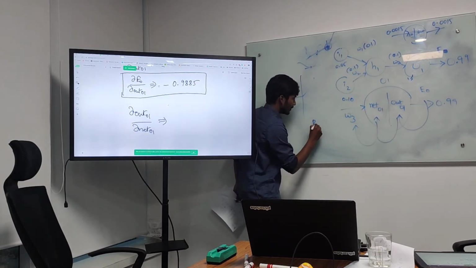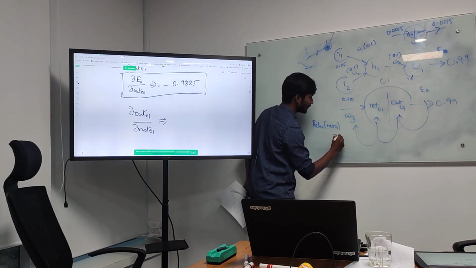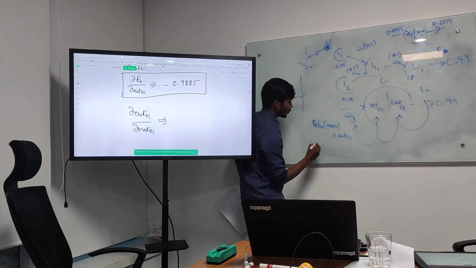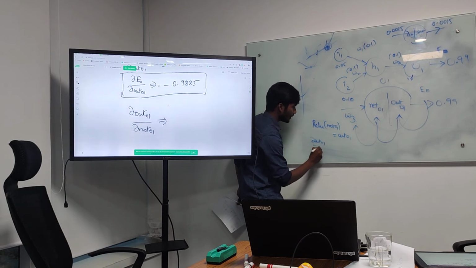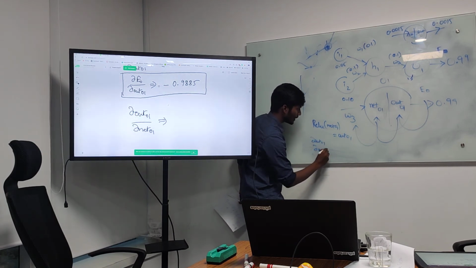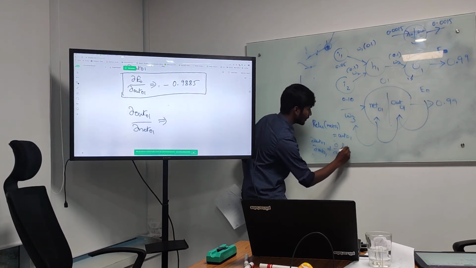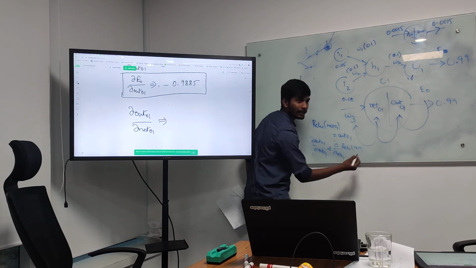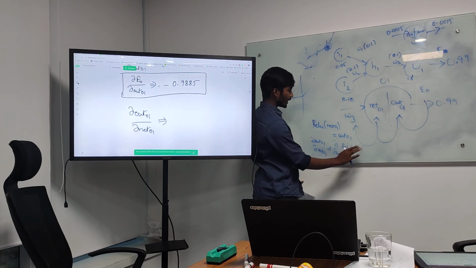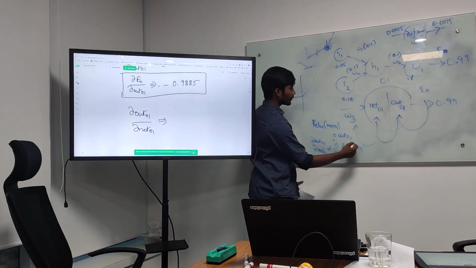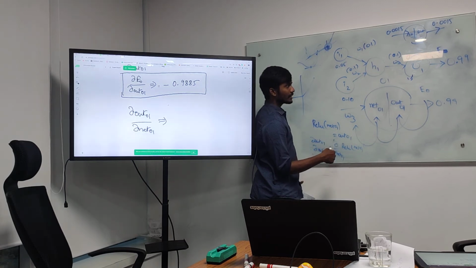So my ReLU function, after applying it on net O1, I get out O1. So out O1 is nothing but ReLU of net O1. So my dou out O1 by dou net O1 is actually nothing but dou by dou net O1 of ReLU of net O1. Following? What was this? Dou by dou x of ReLU of x. It is 1 if it is positive, else it is 0.